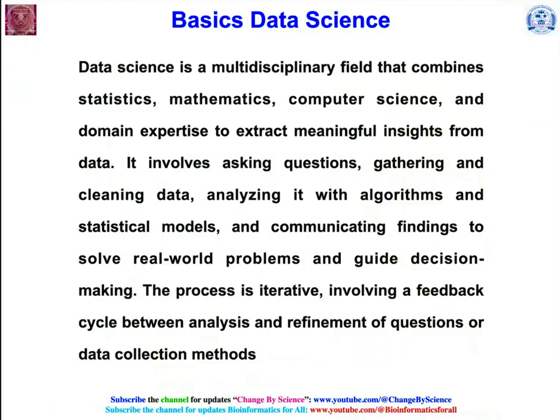Iterative is also a different word for repetition. Many times you need to repeat in order to achieve the goal, that is the feedback cycle between analysis and the refinement of questions or data collection methods.